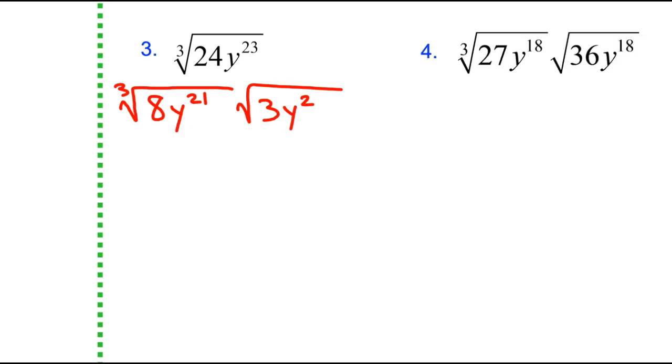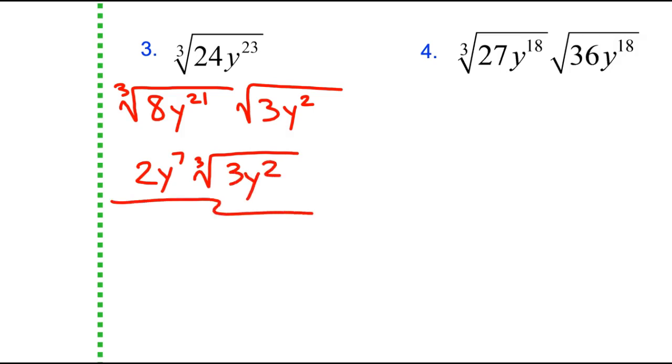So the perfect cube 8 is going to be 2, and y to the 21st is 21 divided by 3, which is 7. And then what we have left in the cube root is 3y squared. How's that going for you? Is that all right? Is that making sense?